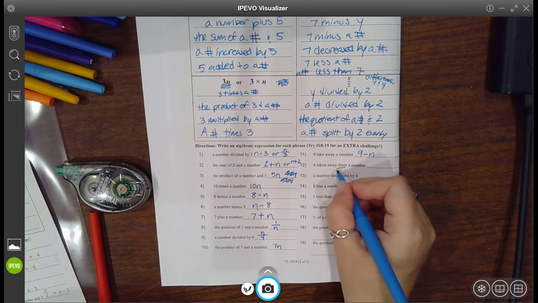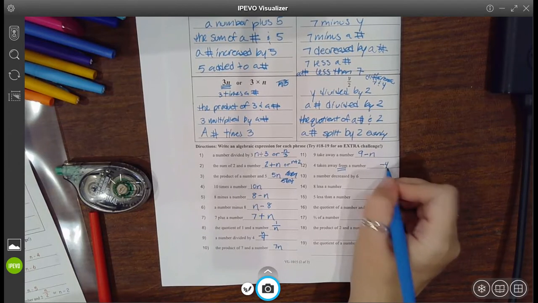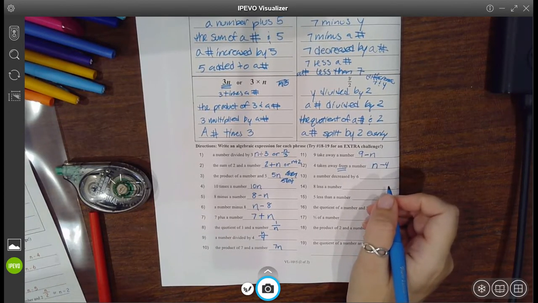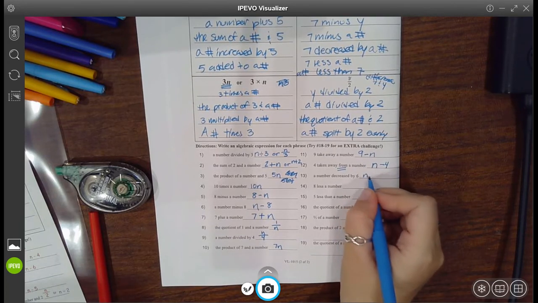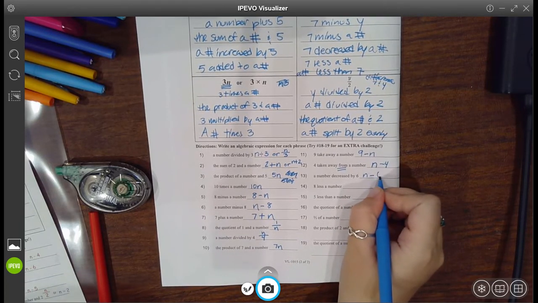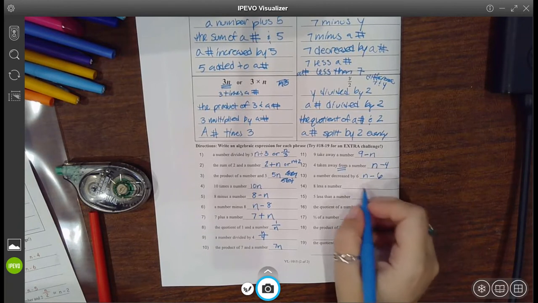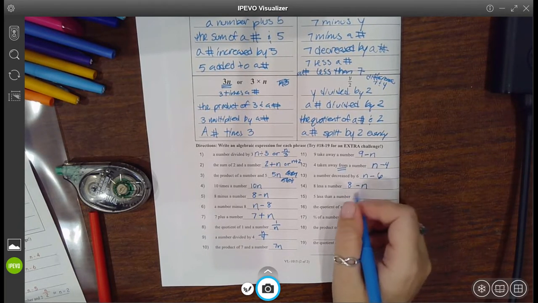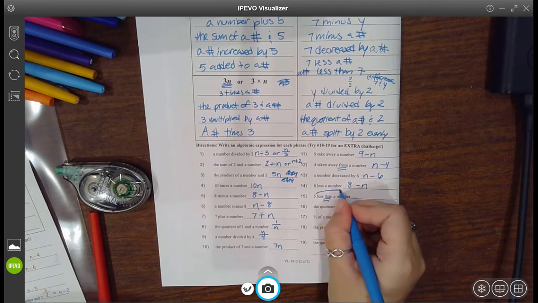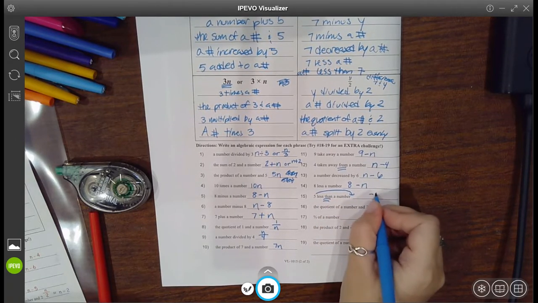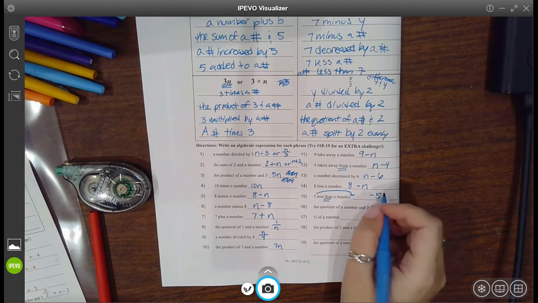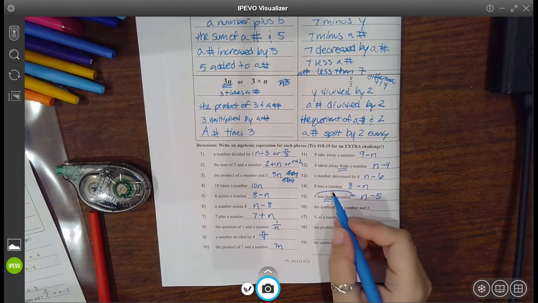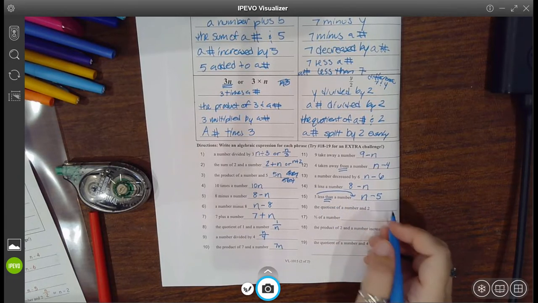4 taken away from, so that moves it to the back. Taken away from what? A number. A number decreased by 6. 8 less some number, which is different than 5 less than a number. That moves the 5 to the back. What are you taking 5 away from? Some number. Notice the difference between these. When it says less than, it moves it to the back.